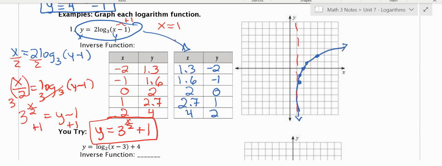Right, so again, many ways to do the same problem. This was using inverses, but you can see the same transformations happen. So we moved over one, so it's like you took your parent function. It was also a 2, so that made it stretch out.